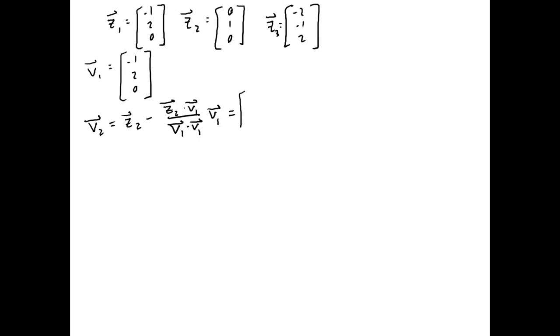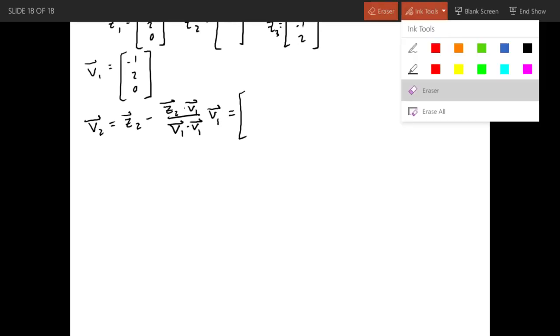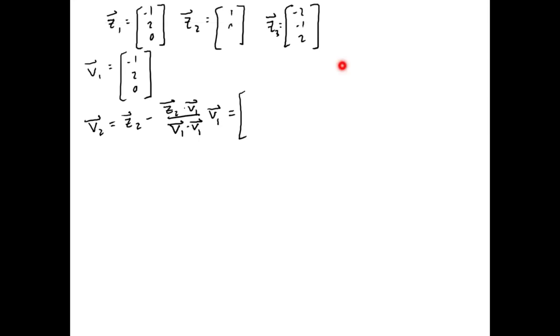So Z2 is, wow, I wrote that completely wrong. I wrote it exactly opposite of what it's supposed to be. It's 1, 0, 1. Okay, so Z2 is 1, 0, 1 minus, all right, Z2 dot V1 would be -1 plus 0 plus 0. So that's nice. V1 dot V1 would be 1 plus 4 plus 0, which is 5, times V1, which was negative 1, 2, 0.